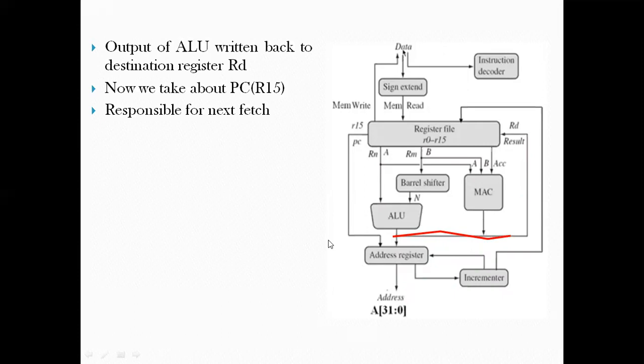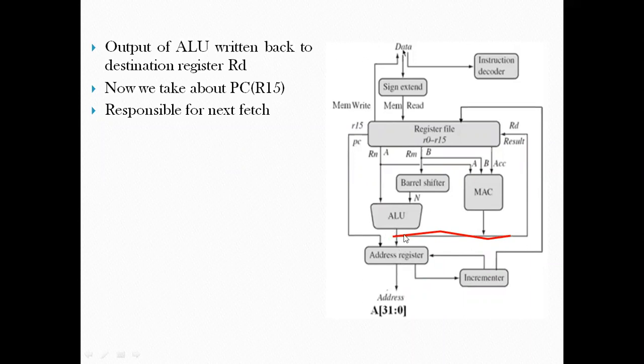Okay, and we know that R15, that is PC, program counter. The function of the program counter is what? It is responsible for next fetching. Okay, so ALU is also giving this data to the address register. Suppose it has to be stored in the memory. So what is happening? Let's say I have written a program of performing addition, and after addition, the result has to be stored in the destination register which was R3. So from R3, it has to be stored in some memory location, let's say M1.